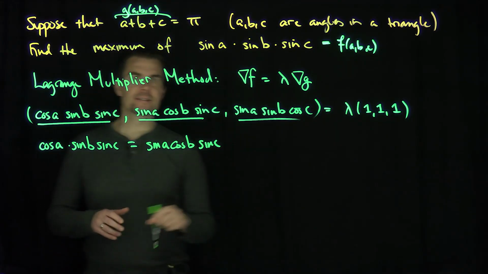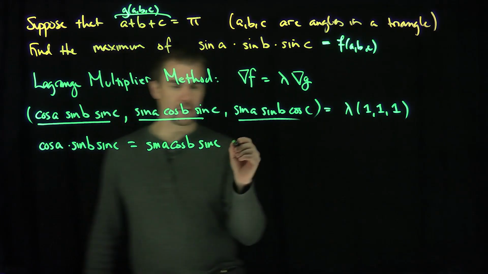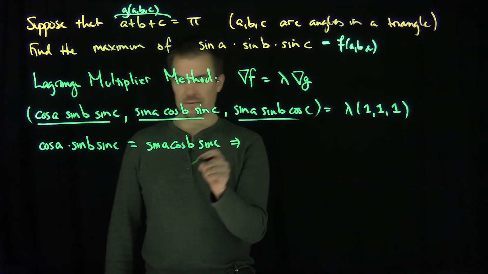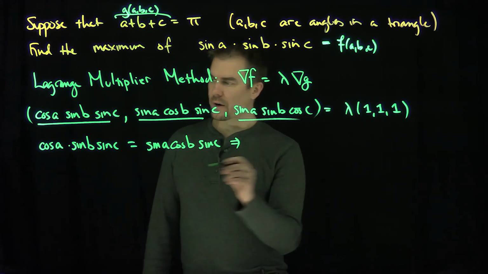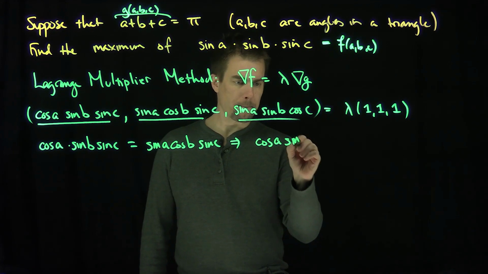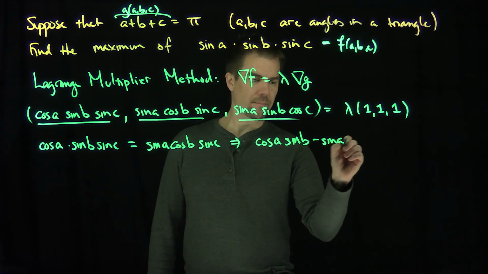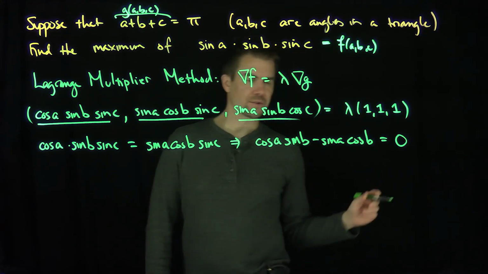And so of course, if one of the angles is 0, we don't have a triangle, so we can cancel out sine of C from here. Since we can't have C being equal to 0, since we're actually in a triangle, we're going to assume we're non-degenerate as well. We're going to have the cosine of A, the sine of B, minus the sine of A, the cosine of B is equal to 0.